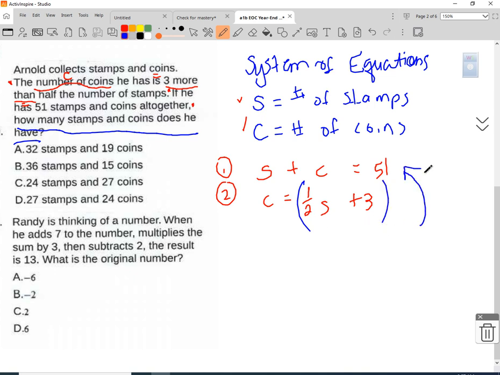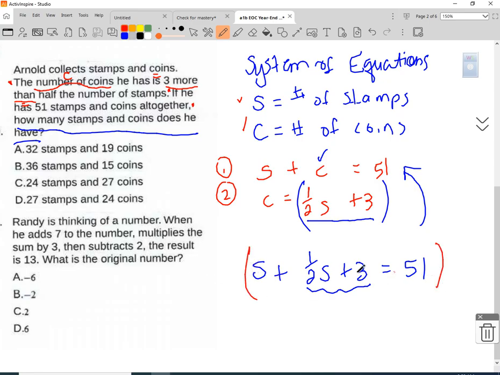So up here in this first equation, if I replace C with this expression, now I have an equation that has all S's. And that's what we want to do. So we're going to take S plus C, but instead of C, we're using this form, 1/2 S plus 3, and it still equals 51. Because remember, this is the same as this. Now we solve this equation. Typically, everybody wants me to get rid of this fraction, so let's get rid of the fraction. What can I multiply this whole equation by to get rid of the fraction?